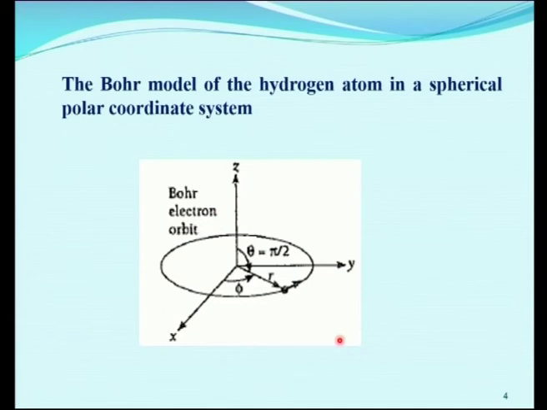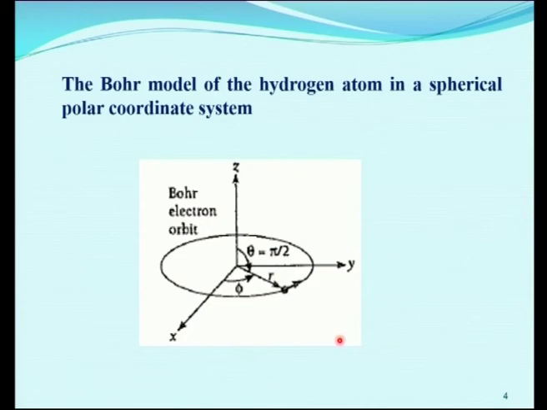We know that in Bohr's model of hydrogen atom, the electron is visualized as revolving around the nucleus in a circular path. So, this model is pictured in a spherical polar coordinate system. We are already familiar with the spherical polar coordinate system from the quantum theory of hydrogen atom, and in the last session we have seen the spherical polar coordinates in quantum numbers also.